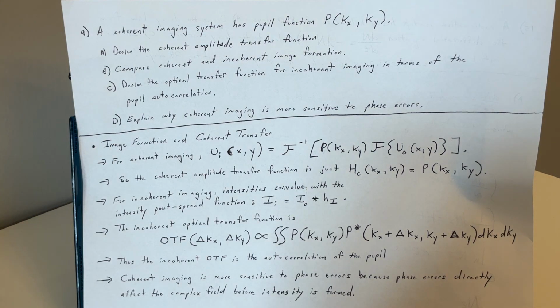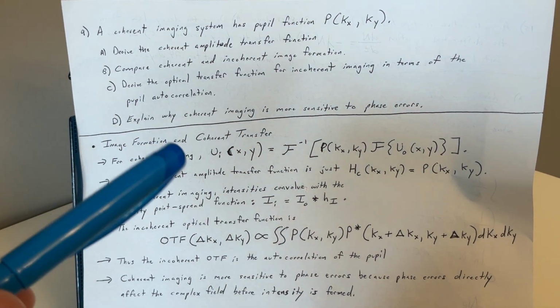Derive the coherent amplitude transfer function, compare coherent and incoherent image formation. Derive the optical transfer function for incoherent imaging in terms of the pupil autocorrelation, and D. Explain why coherent imaging is more sensitive to phase errors. Okay, so image formation, coherent transfer.